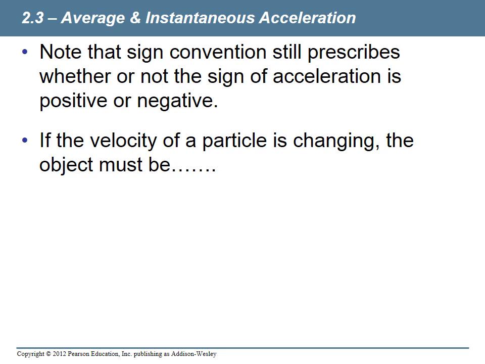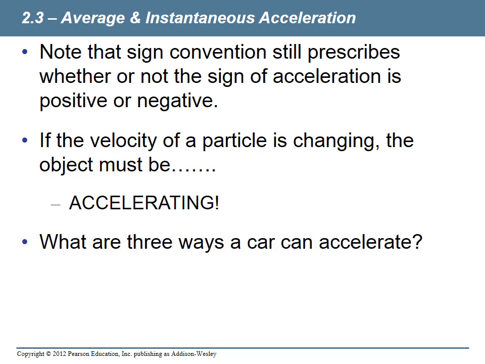If the velocity of a particle is changing, period. If velocity is changing, then the object must be doing what? Think about it for a second. If the velocity is changing, then by definition we have a change in velocity divided by some time interval, which is acceleration. So if the velocity of a particle is changing, the object must be accelerating.